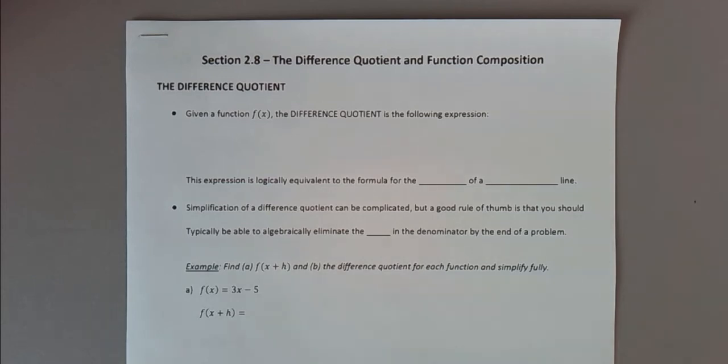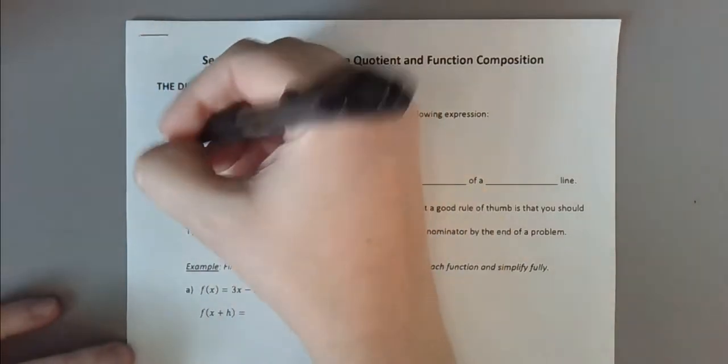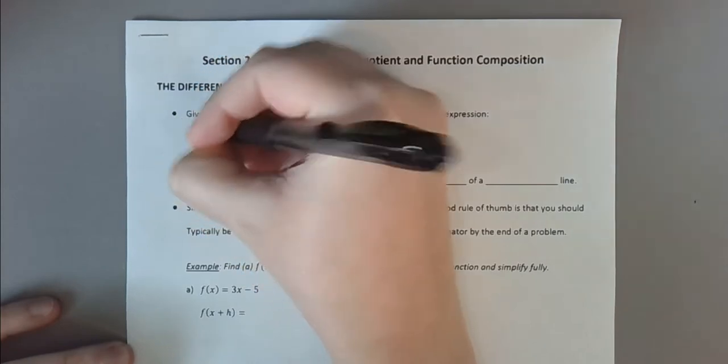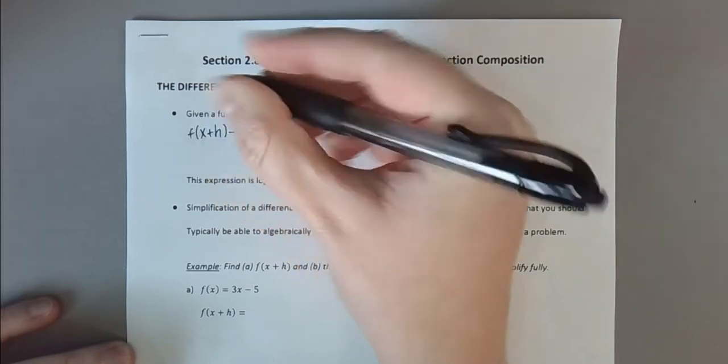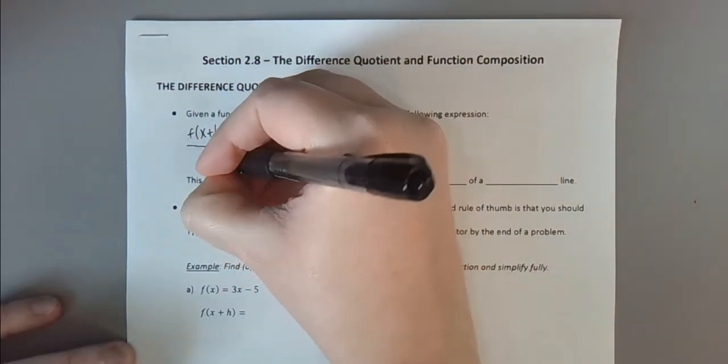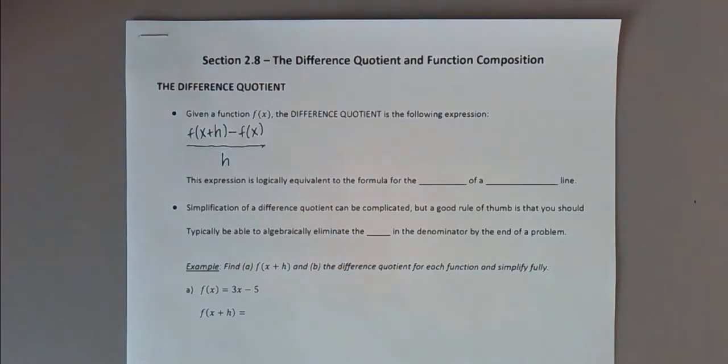First off, what is the difference quotient? It is an expression that's defined for functions that's specifically related to a concept in calculus called the derivative. So you'll talk more about what the derivative is when you get to calculus. We're going to start with one component of it called the difference quotient. So given a function f of x, the difference quotient for x is defined as the following expression. It's the expression f of x plus h minus f of x all over h. This is the expression that we call the difference quotient.